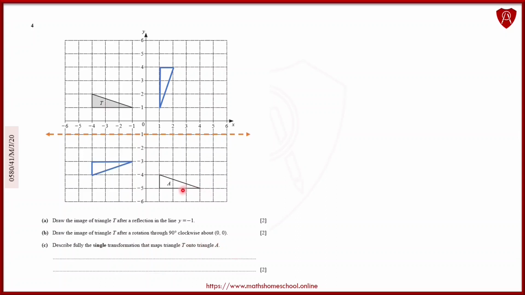Describe fully the single transformation that maps triangle T onto triangle A. Triangle T, triangle A. Exactly the same orientation, which tells us that this is a translation. To find the translation vector, let us use this point and count along x 1, 2, 3, 4, 5 until we are directly above the corresponding point in A. We count along y, this time negative. Negative 1, 2, 3, 4, 5, 6. Positive 5, negative 6 is our translation vector.